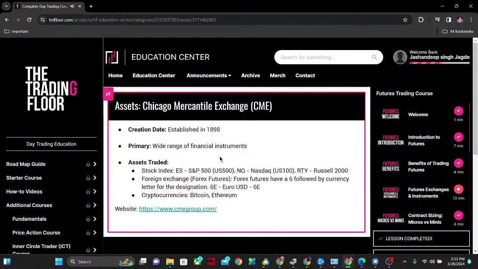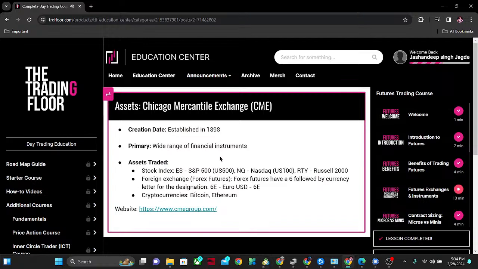Let's start with the Chicago Mercantile Exchange, part of the CME Group. Though not the oldest exchange, that distinction goes to the Chicago Board of Trade, or CBOT. The CME Group is the largest and most prominent exchange. CME Group was formed through the merger of the Chicago Mercantile Exchange, CME, and the Chicago Board of Trade, CBOT, in 2007. This followed with the acquisition of the New York Mercantile Exchange, or NYMEX, in 2008. The group's headquarters are located in Chicago, Illinois. The Chicago Mercantile Exchange, or CME, was established in 1898.